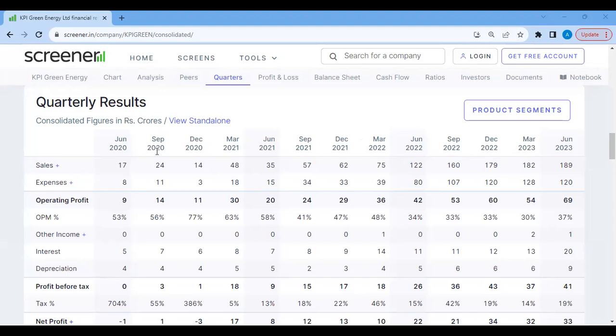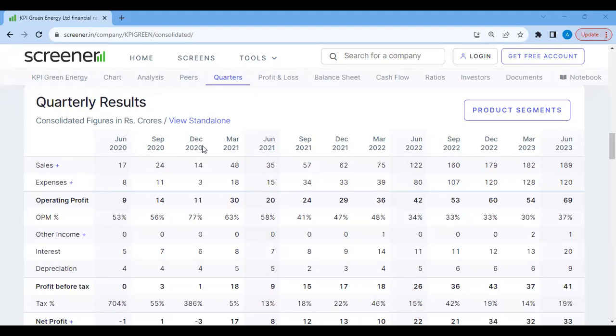Now, if you look at the first line, this line is the sales of any company. What is sales? Sales is the total money that a company gets from its customers. So if I give an example of Lenskart, Lenskart has thousands of customers. If we add up all the money which Lenskart gets from its customers, that is the revenue of Lenskart. So sales is the total money earned by a company from its customers.